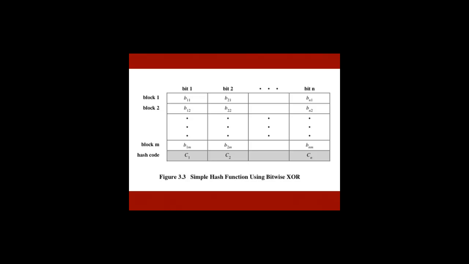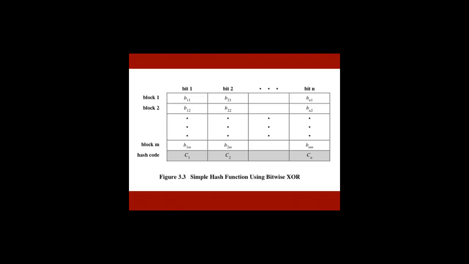Okay, so let's talk about how this hash function works. We have some general principles. The input is viewed as a sequence of n-bit blocks, and it's processed one block at a time, and it produces an n-bit hash function. And one of the simplest hash functions is simply a bit by bit exclusive OR. And this figure illustrates that.